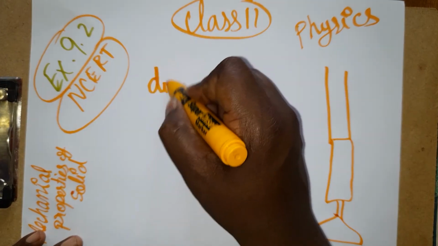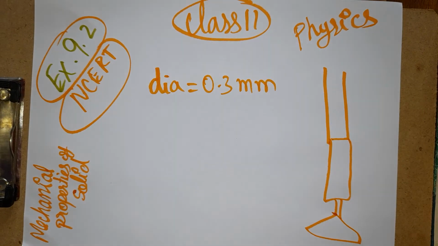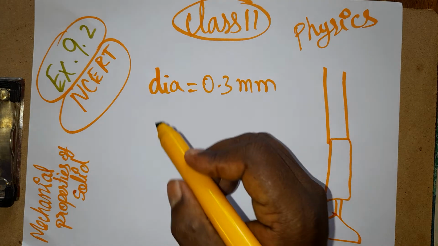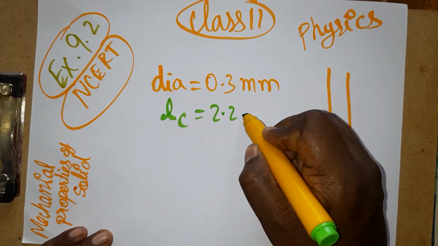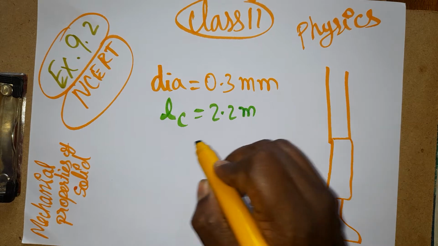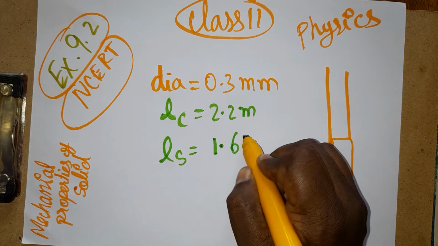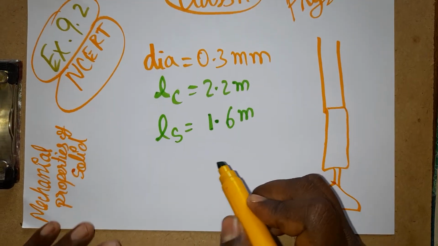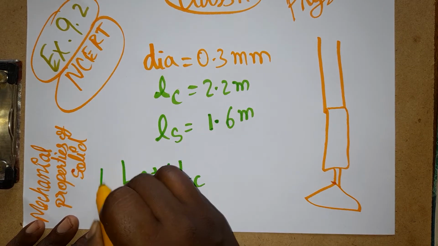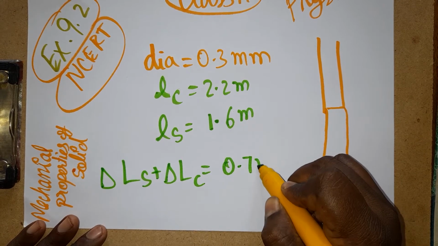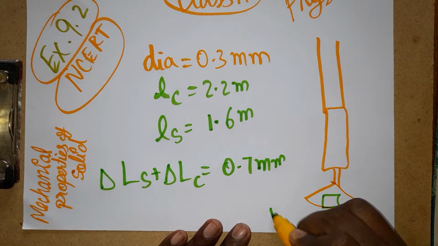The diameter of the wire is given, both are of equal diameter, 0.3 millimeter. Next, the length of the copper wire is given as 2.2 meter. The length of the steel wire given in the question is 1.6 meter. Now, the total increase in length of the steel wire plus the copper wire is 0.7 millimeter. This is what is given in the question. They asked us to find what load is added here. The load is the question mark.